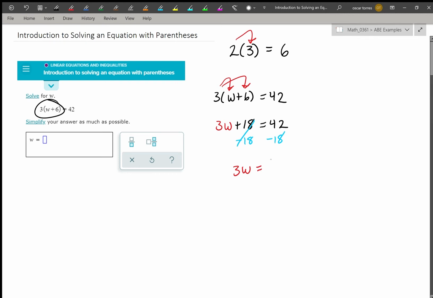That would be 24. And to finish the problem out, we need to get rid of this 3. 3 is being multiplied by w, so we do the opposite of multiplying by 3. That's dividing by 3, and we do that to both sides. The 3's cancel out on the left, and it leaves us with w equals whatever 24 divided by 3 is. And 24 divided by 3 ends up giving us 8. So our final answer is w equals 8.